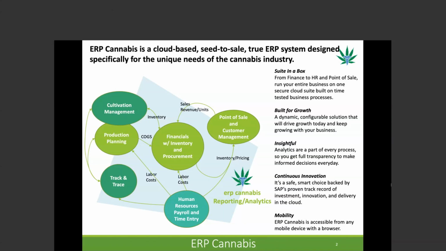Mobility is also an important element, so that as you are working, ERP Cannabis can go with you and you're able to access either transactions or reporting, whatever might be needed, through the appropriate mobile device that you may be using. All right, next slide, Jake.